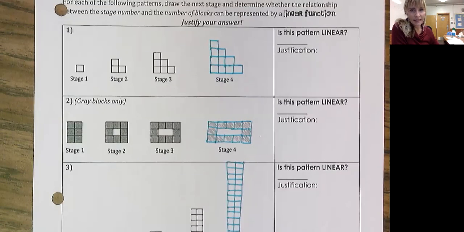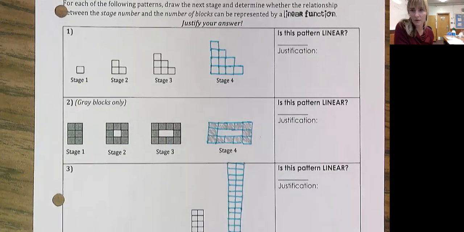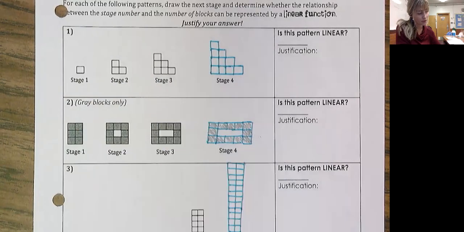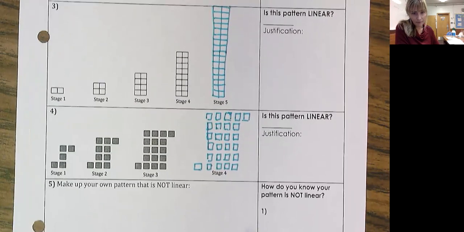And the other thing I want you to think through is, how did you know how to draw the next stage? What kind of clues were you looking for? What kinds of things did you notice about what was going on with these growth patterns that allowed you to say, okay, if this is stage 1 and this is stage 2 and this is stage 3, what's going on with stage 4? Let's take a look at the rest of these.